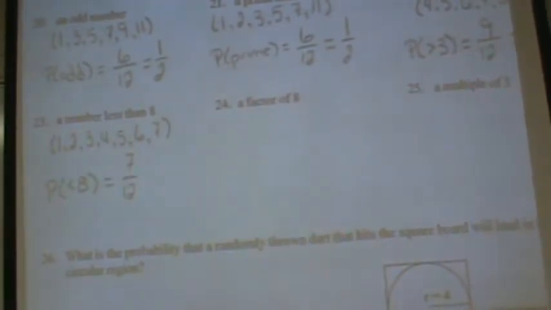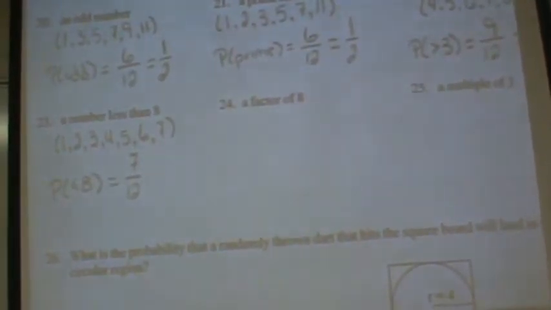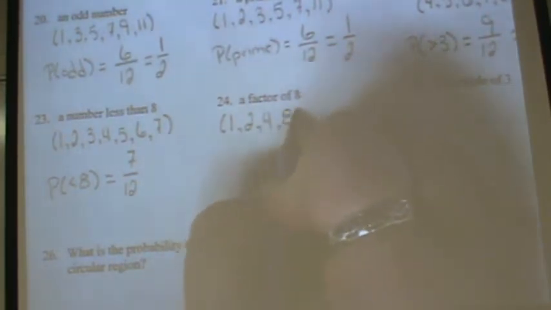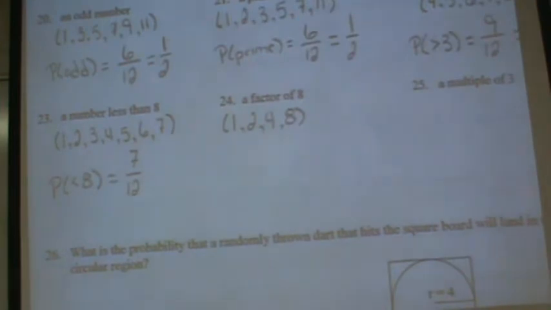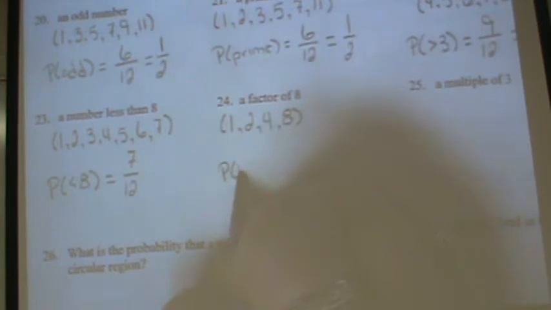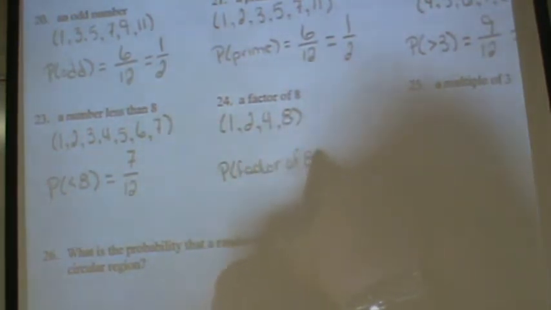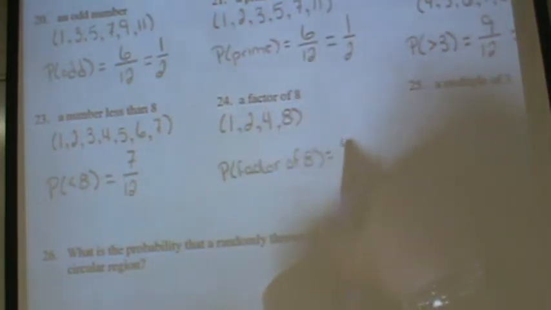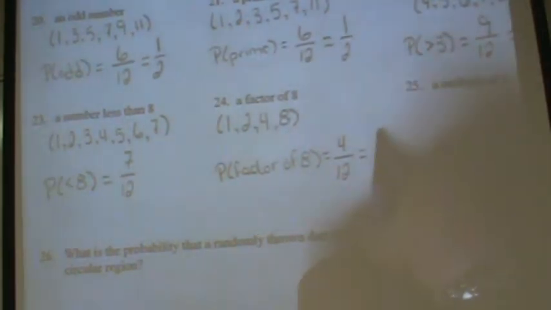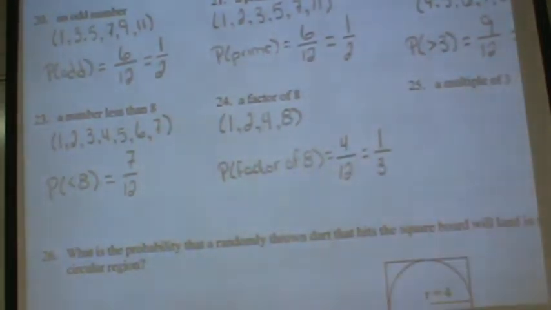Number 24, a factor of 8. So our factors of 8 are 1, 2, 4, and 8. So probability factor of 8 equals 4 over the original 12, which reduces to 1/3.